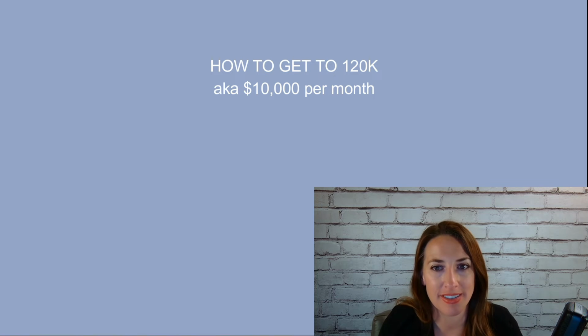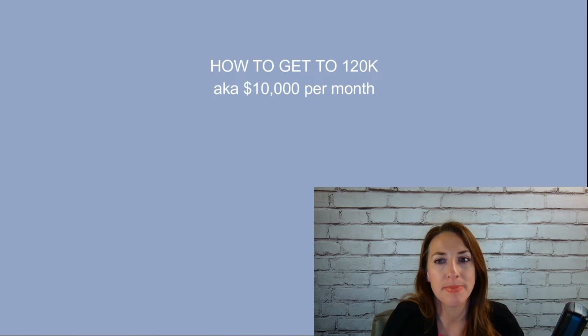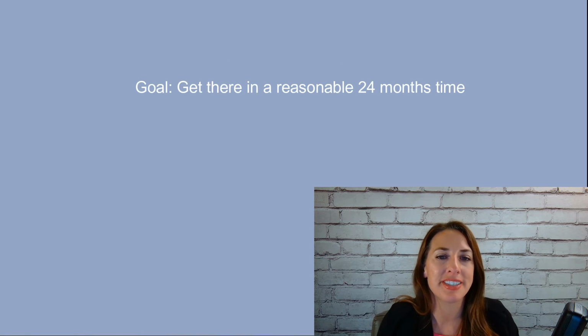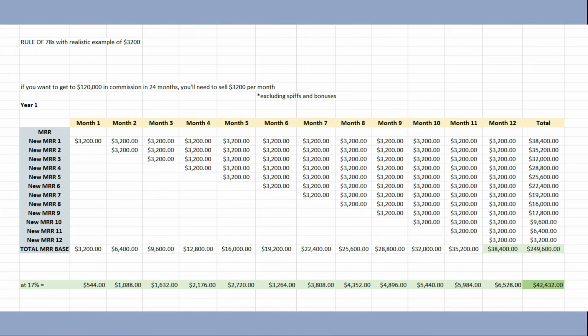So now let's look at how you get to $120,000 in commission for the year without spiffs, which comes out to $10,000 in commission in your pocket every single month. Let's say we're giving ourselves a reasonable 24 months to get to this number. In this 24-month example, spoiler alert, the magic number is going to be about $3,200. As you can see, if you sell $3,200 a month by the end of year one, you've earned just over $42,000 in commission before spiffs and bonuses.